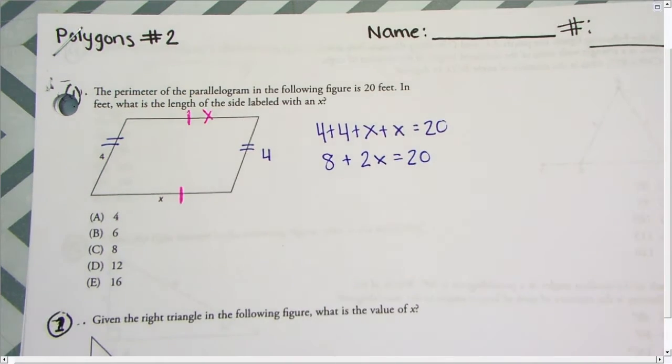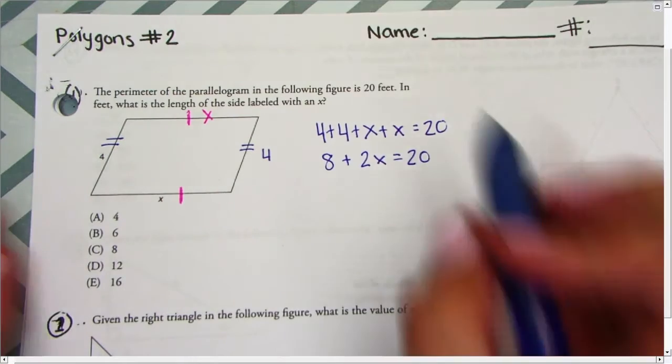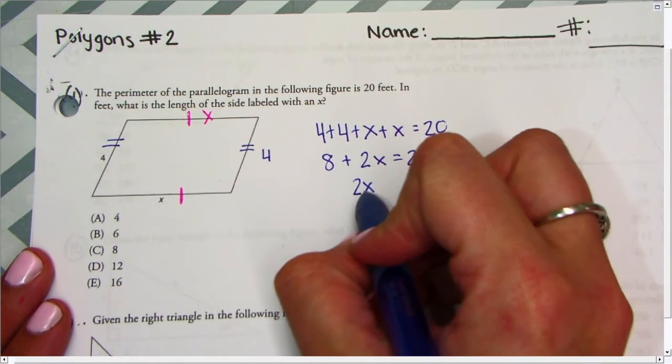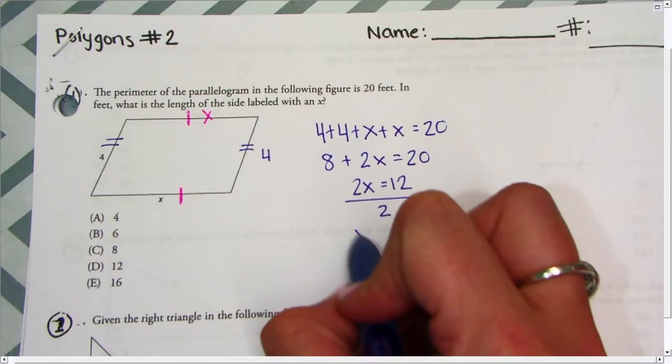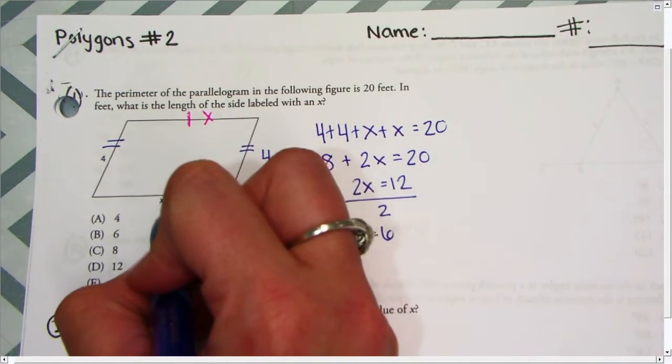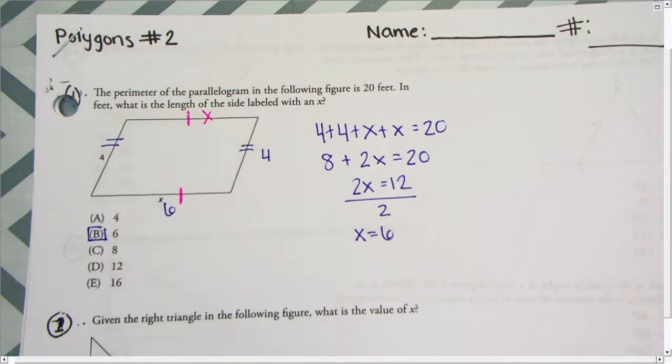So this turns into just a basic equation, but in order to do it, you actually have to know what perimeter means and information about the polygon. So x is 6, which is option B. Most of the polygon problems are not too difficult. It's just mostly understanding the properties.